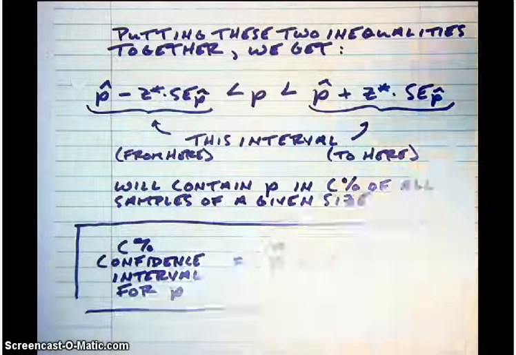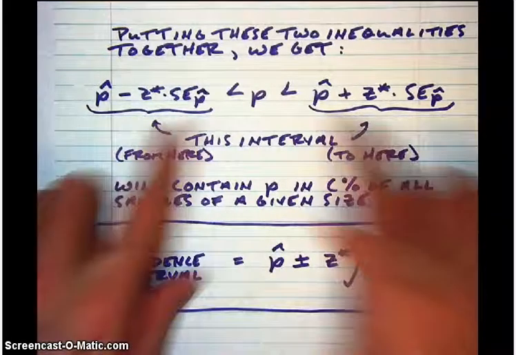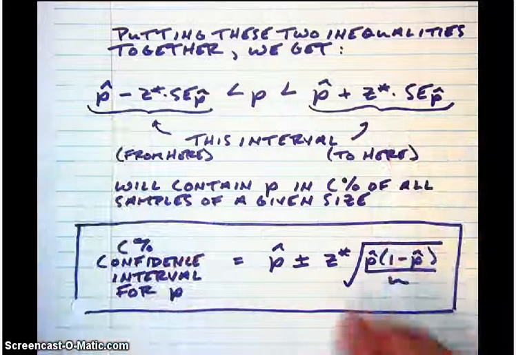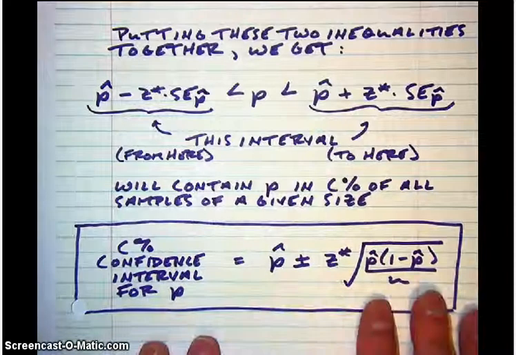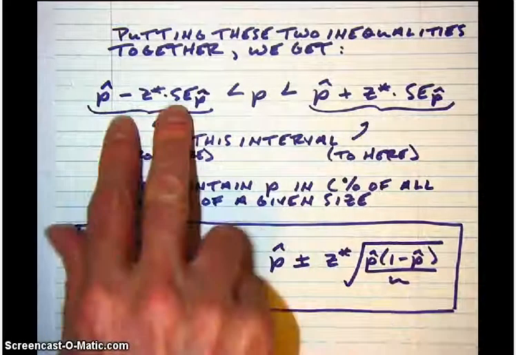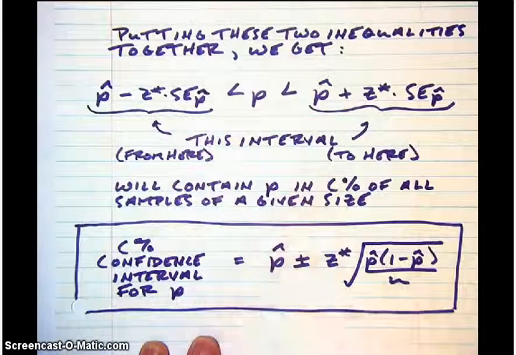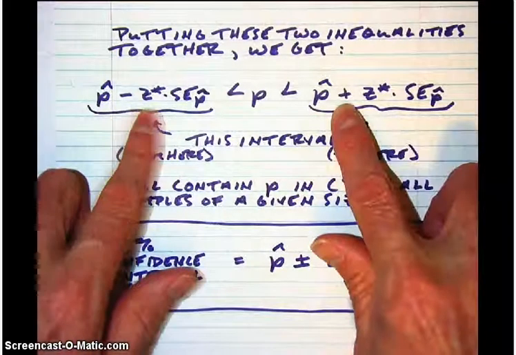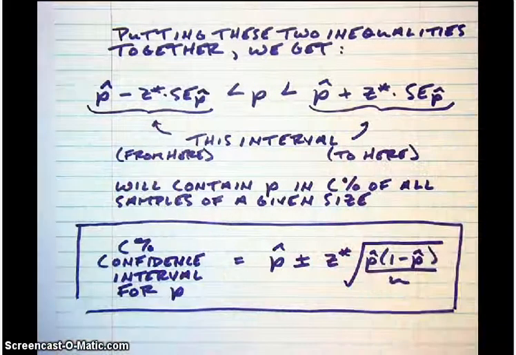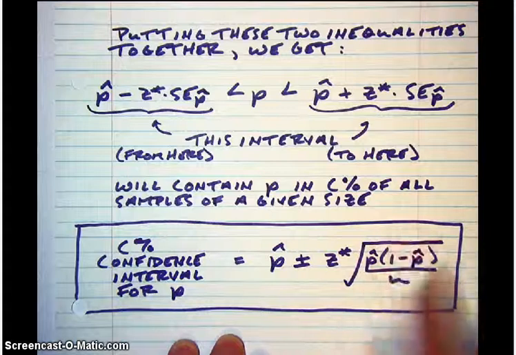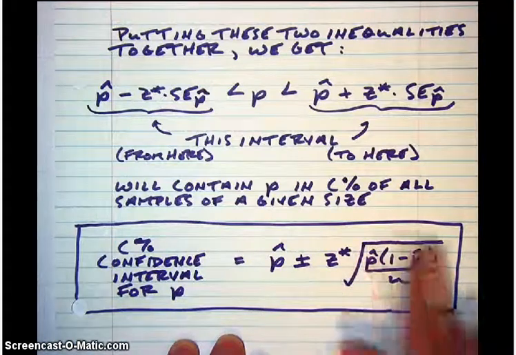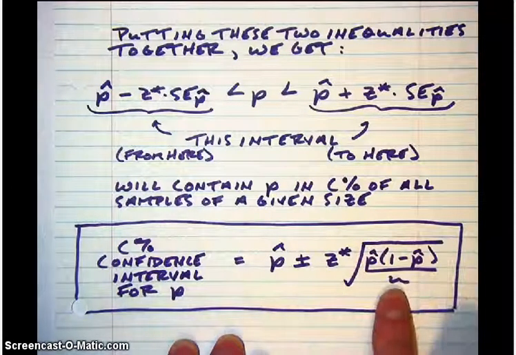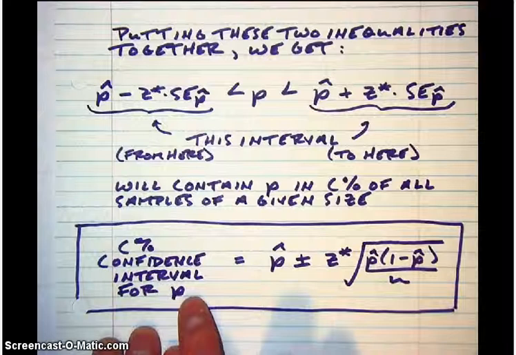Now typically what we do is, instead of writing our interval like that, we condense it down into one expression. And since these are the same, except that has a minus and that has a plus, we condense that down into p hat plus or minus z star times SE of p hat. And then we replace the SE of p hat with this square root of p hat times 1 minus p hat over n. And that'll give you your C% confidence interval for p.